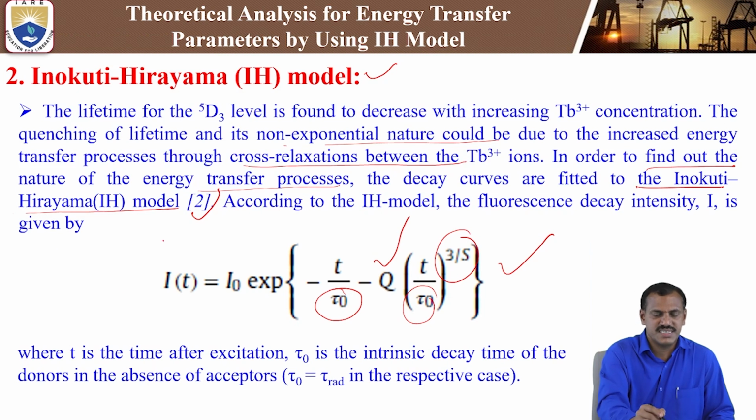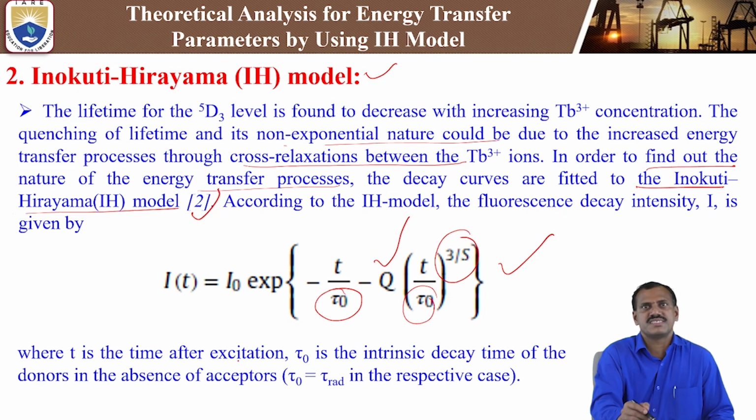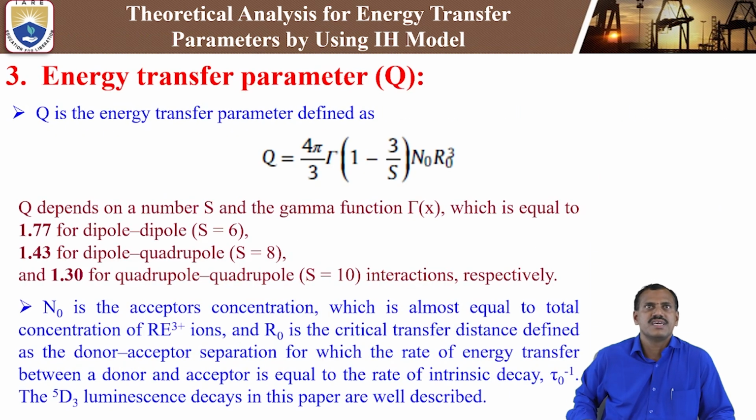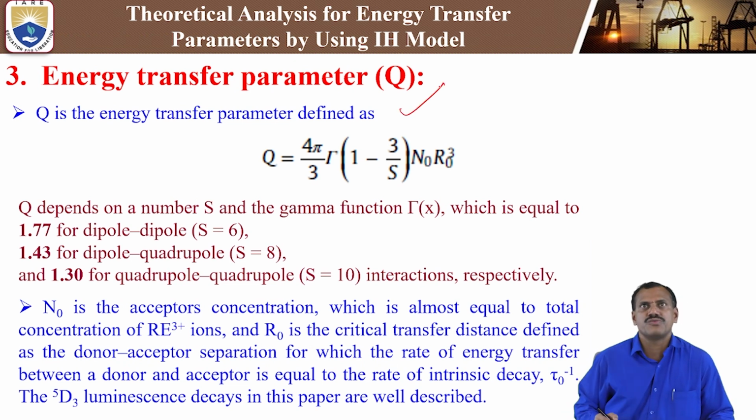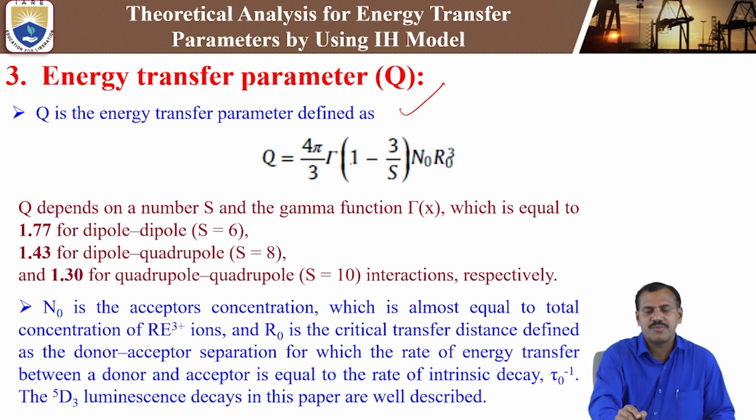Here I is the intensity, t is the time after excitation, and tau naught is the intrinsic decay time of the luminescence of the donors in the absence of acceptors, that is the radiative lifetime of the terbium 3+ ions. Using this formula, we are calculating the energy transfer parameter Q. The formula is Q equals 4 by 3 pi gamma of 1 minus 3 by S, N naught, R naught cubed.